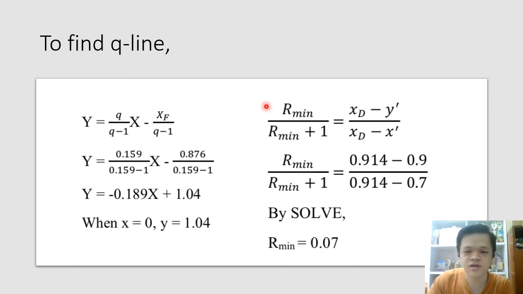Then we will determine the minimum reflux ratio by using this equation, where Xd is the mole fraction at distillate, Y prime is the intersection between the q line and the equilibrium curve on the y-axis, and X prime is the intersection between the q line and the equilibrium curve on the x-axis. After solving, we got the minimum reflux ratio as 0.07.